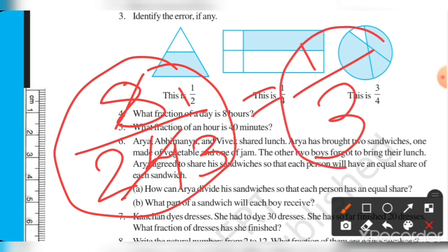Here we have converted into simplest form. That we will learn afterwards. Actually, you have learned it in 5th standard, but there are exercises related to simplest form. We will solve them later on.